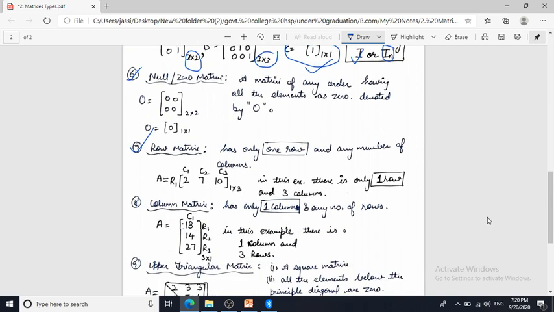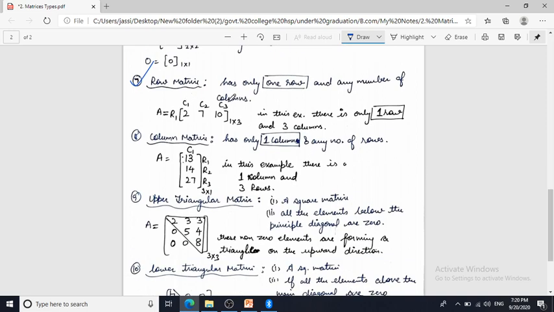Next is row matrix. When there is only one row in it and any number of columns, then it is called a row matrix. Here is example A. So it is just like a single row matrix. Here you have only one row and any number of columns can be there. Next is column matrix. So in this type of matrix we have only one column in it. Okay, so any number of rows can be there. It can be row 4, 5, 6, 7. So this is called a column matrix.